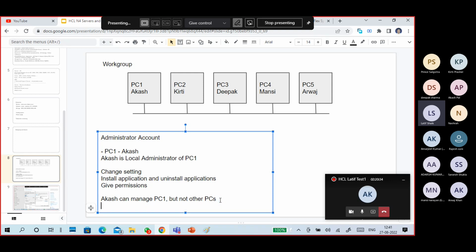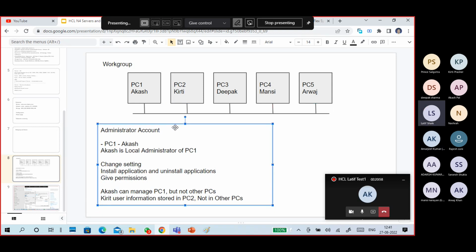For example, Kirti's user information is stored in PC2, not in other PCs. So Kirti cannot log into other PCs. Yeah, very good, correct. So PC2 information is stored in PC2, not in other PCs. So obviously Kirti cannot log into other PCs.